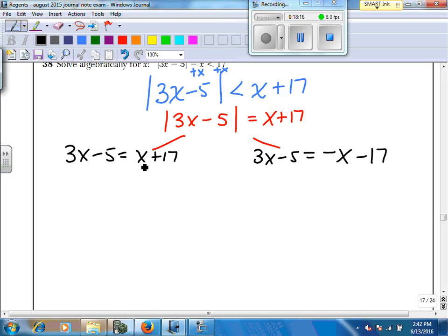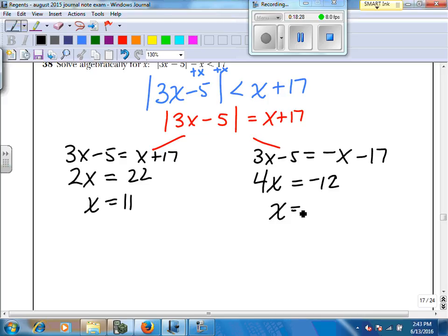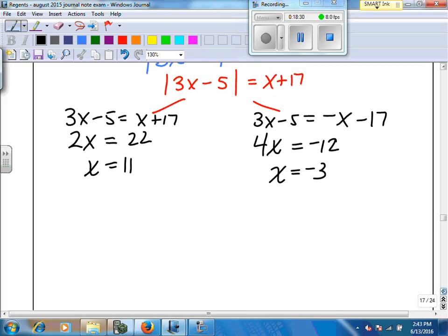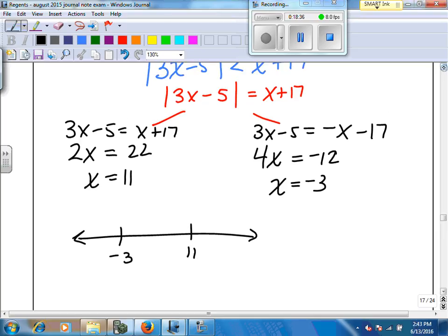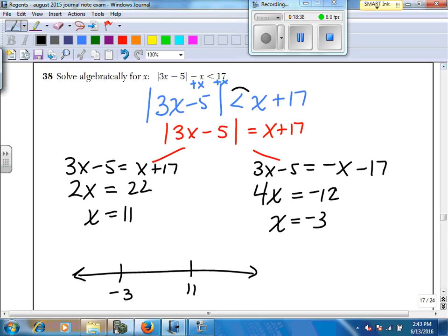Now we need to solve both of those. Subtract x and add 5. Divide by 2. Add x, add 5, divide by 4. So those are your 2 critical values. Let's throw them on the number line. Negative 3 is obviously smaller than 11. Now, did that have a less than or a less than or equal to? Just a less than. So we're going to put open circles at those 2 values.